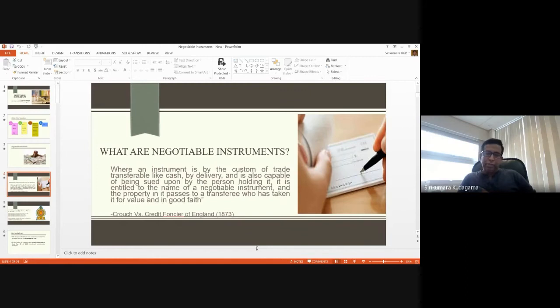Now, these words may not make much sense when we look at them at this level, but we'll go into negotiable instruments in detail and see what it means and whether we can simplify the technical jargon in this description found in Crouch versus Credit Foncier of England.